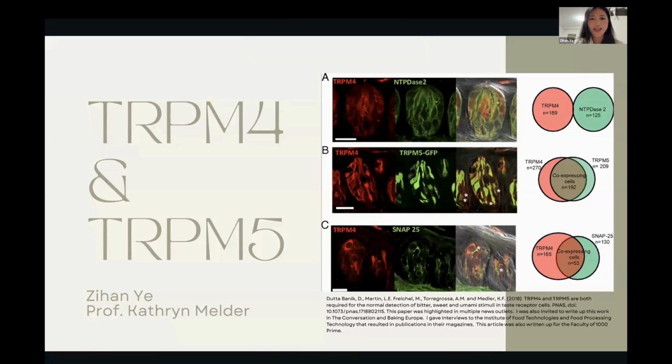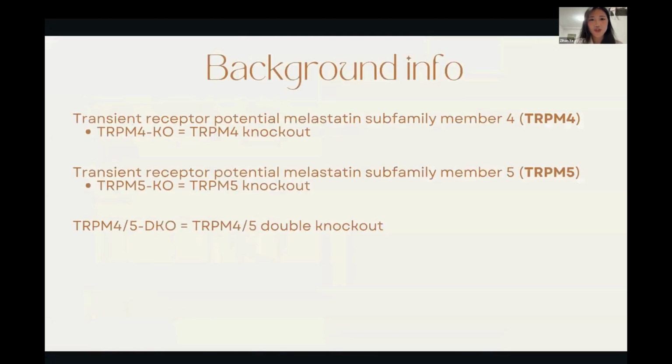Okay, go ahead. Hello, my name is Zihan and I researched TRPM4 and TRPM5 with my mentor, Professor Catherine Melder. So a little background information: TRPM4 stands for transient receptor potential melastatin submember 4, and TRPM5 stands for transient receptor potential melastatin submember 5.